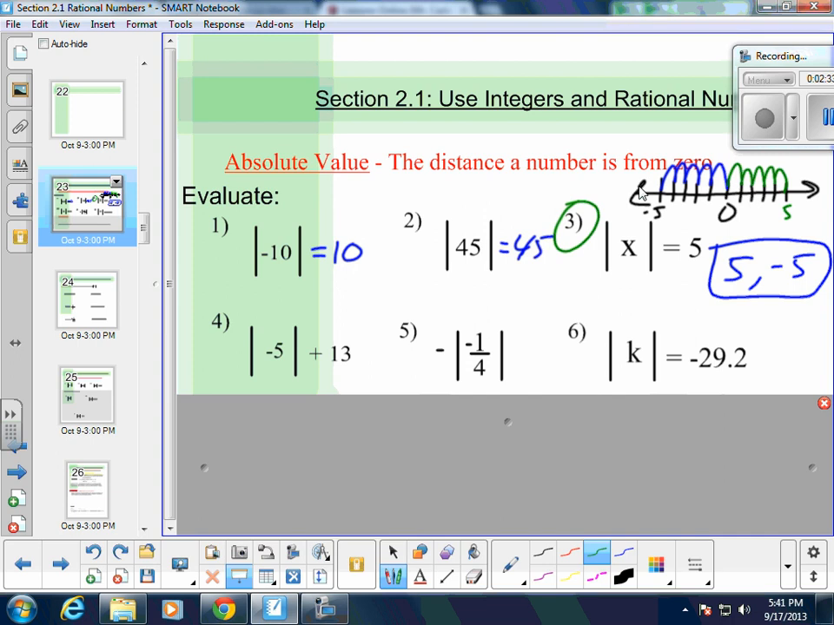If I look at number 4 here, you could see absolute value in amongst a problem you got to evaluate. This says take the absolute value of -5, which, as we talked about, is 5. And then you got to add 13 to whatever you get there. So in this case, that's going to be 18.